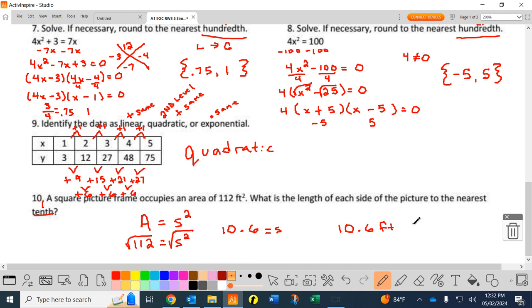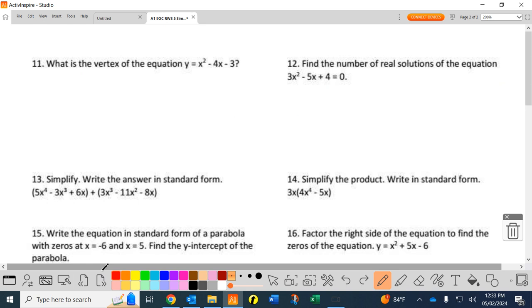Okay guys, on to the back. So on the back side of this worksheet, we're going to go through and talk about what is the vertex of this equation. So first of all, guys, quadratic equation, pull out the A equals, in front of the X is a 1, the B equals, in front of this here is going to be -4, and the C equals, the constant by itself, is going to be -3.